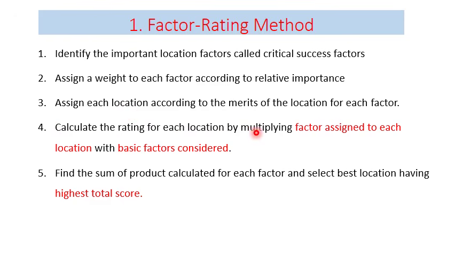Then after that, the fourth step is to calculate the rating for each location by multiplying the factor assigned to each location, that we provided in step 3, and the basic factors considered that we assigned in step 2. So we multiply the factors assigned in step 2 and step 3. And the fifth one is to find the sum of the products calculated in step 4 for each factor, and select the best location having the highest.